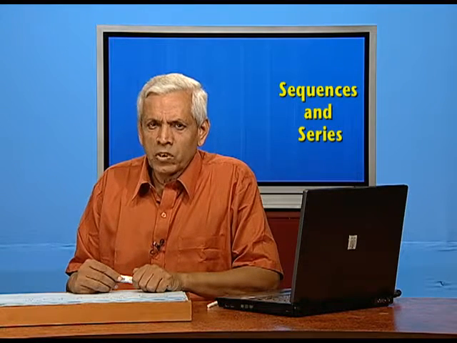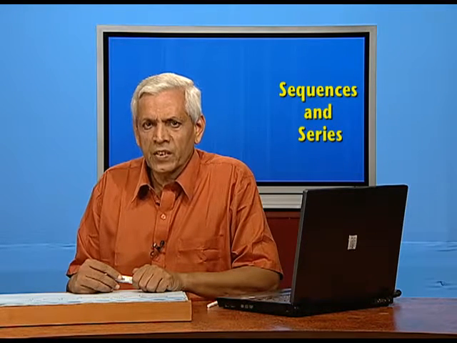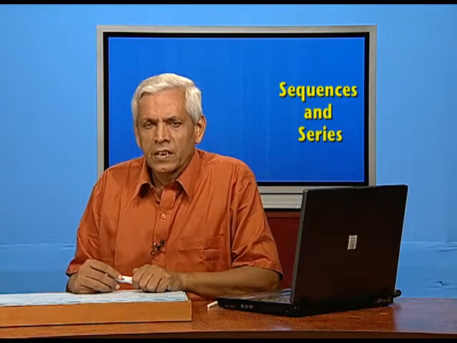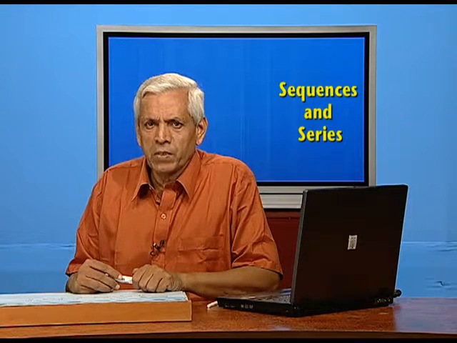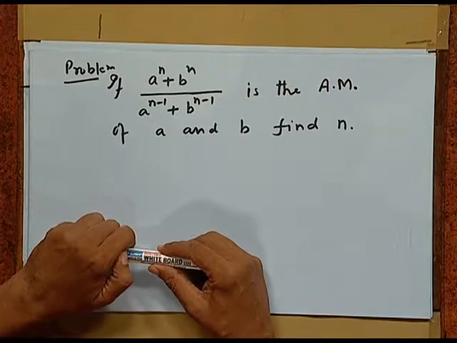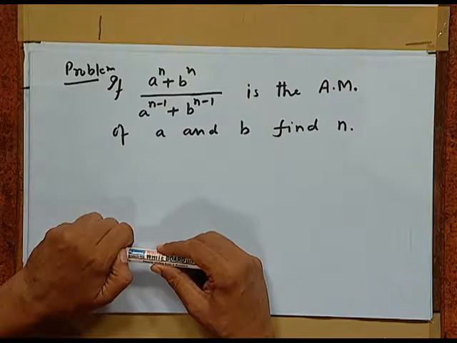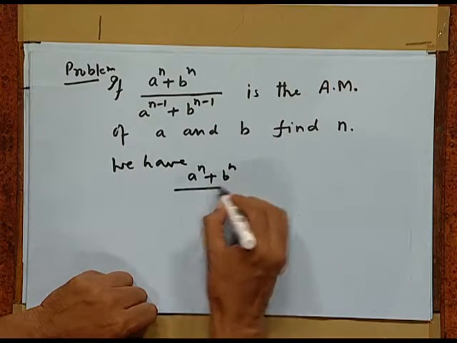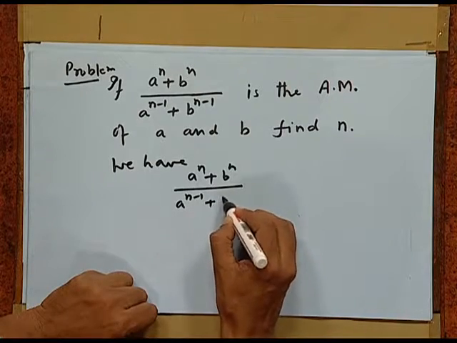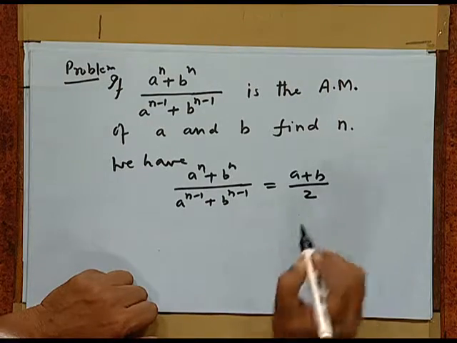The AM of two numbers is simply the average of these two. For instance, if A and B are two numbers, their arithmetic mean is (A plus B) by 2. Now, here is a problem. If (A raised to power n plus B raised to power n) upon (A^(n minus 1) plus B^(n minus 1)) is the AM of A and B, find n. So, we have (A^n plus B^n) upon (A^(n minus 1) plus B^(n minus 1)) is equal to (A plus B) by 2.